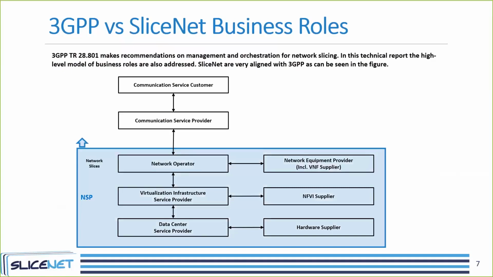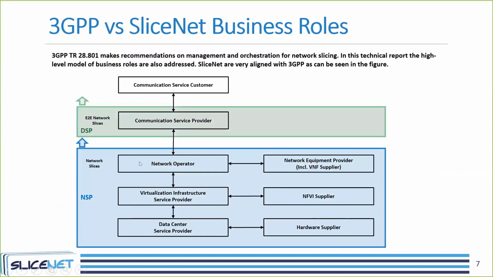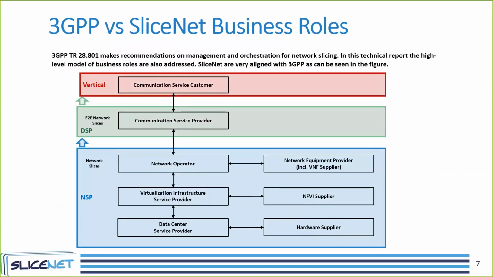3GPP business roles. As you can see here, usually the network service provider is, for instance, a telecommunications operator that has all this infrastructure below. The network operator also has the virtualization infrastructure, the data centers, and so on. It has the hardware, usually. So it will be the network service provider that will offer the network slices to the digital service provider, that in the 3GPP they call the communication service provider. And then in the end we have the vertical, which is the consumer, the communication service customer that will consume the end-to-end network slices or services, as you like.